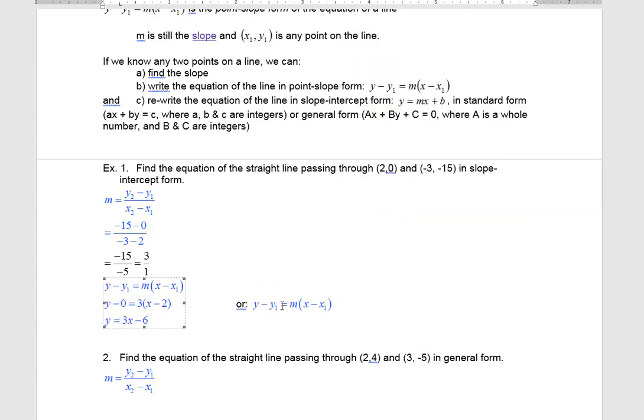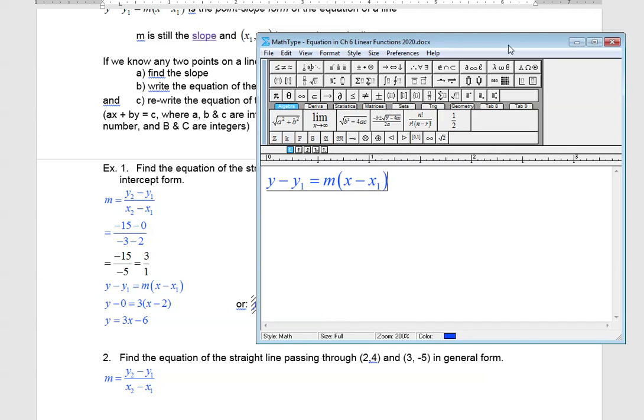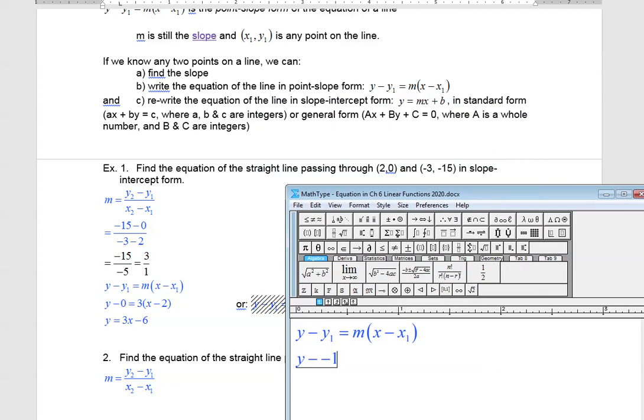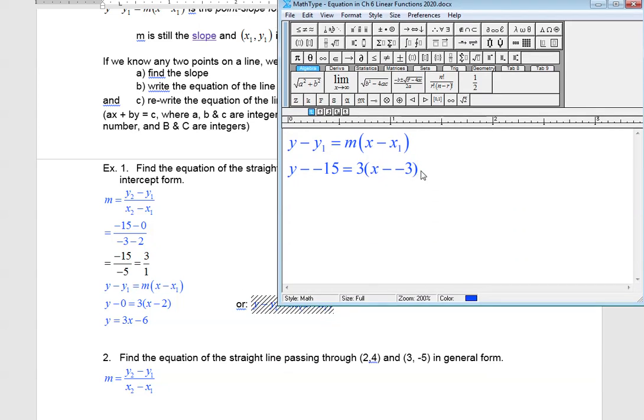If we look at the second possibility, this is going to end up being a little longer. If we take the second point, our y2 is negative 15, m is still 3, the other x minus 3. So it doesn't matter whether we put in the first point or the second point and call it y1 and x1. But this does end up being a little bit longer in this particular case.